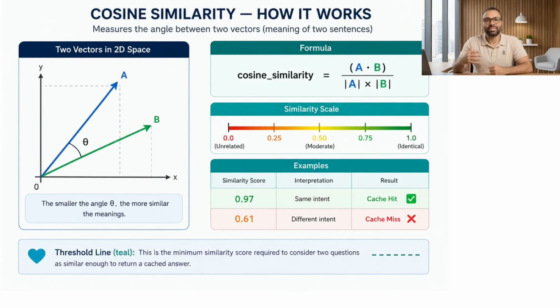In our demo, we will set the threshold at 0.85 and 0.60 to show the tuning difference in similarity score. Any question scoring above that gets a cache hit. Below that goes to the API. This threshold is your main tuning knob. Set it too high, you miss valid matches. Set it too low, you return wrong answers for unrelated questions. We will come back to this in the code.